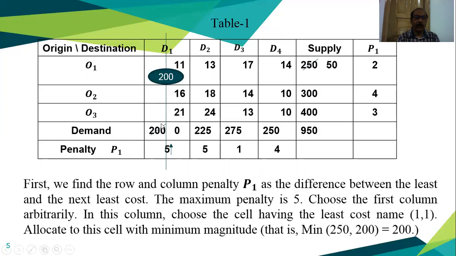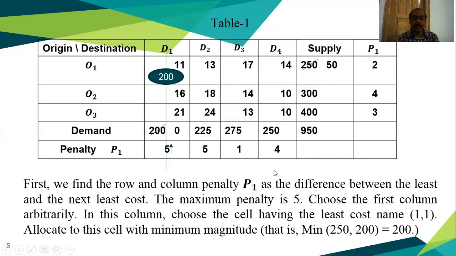Now here our demand is met, that means 200 is over. So how much is left? 0. The penalty that we are marking by the arrow means it is considered first. And since the demand is totally met and what is left is 0, we block it by a line. And how much is left of the available here? 50, after subtracting the 200. So this is our first table.